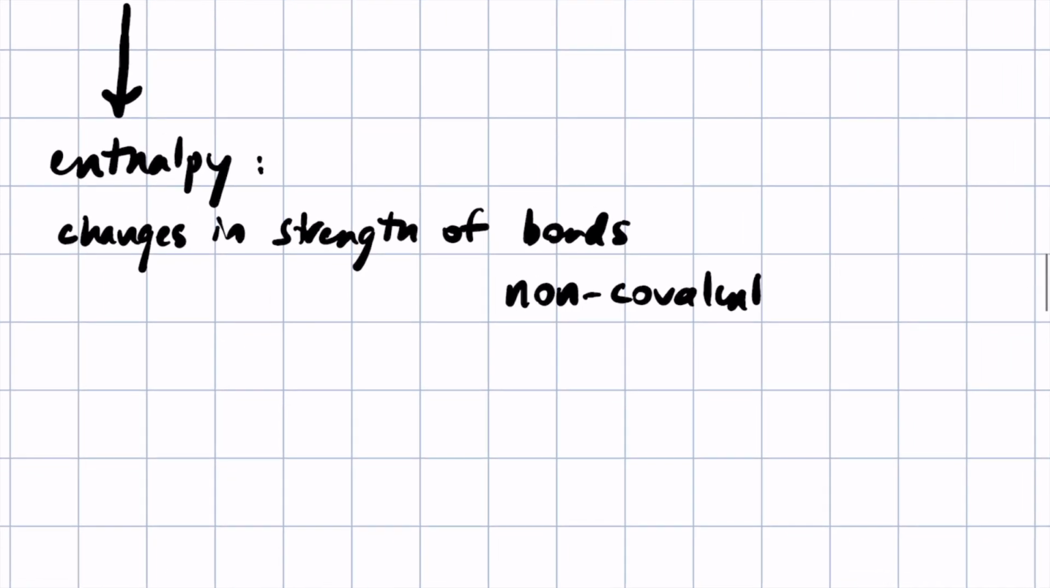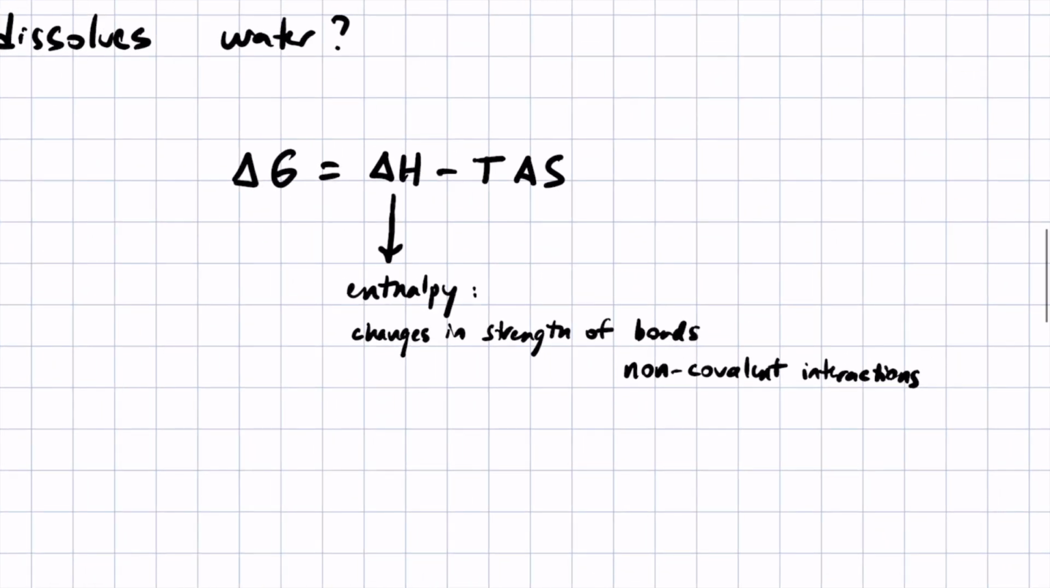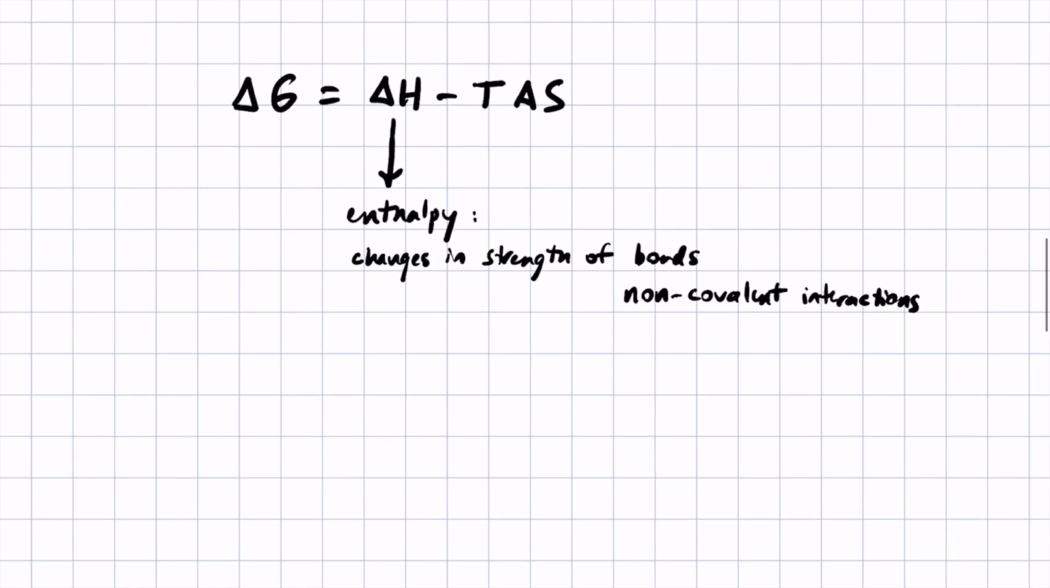So for a process, enthalpy is going to be negative or favorable if the bonds we make or the non-covalent interactions we make are stronger or more stable than the ones we lost. Okay? In energy, free energy, enthalpy, we're always thinking about comparing your final state in a process to the previous state. So strength of bonds or non-covalent interactions gained in a process versus lost.